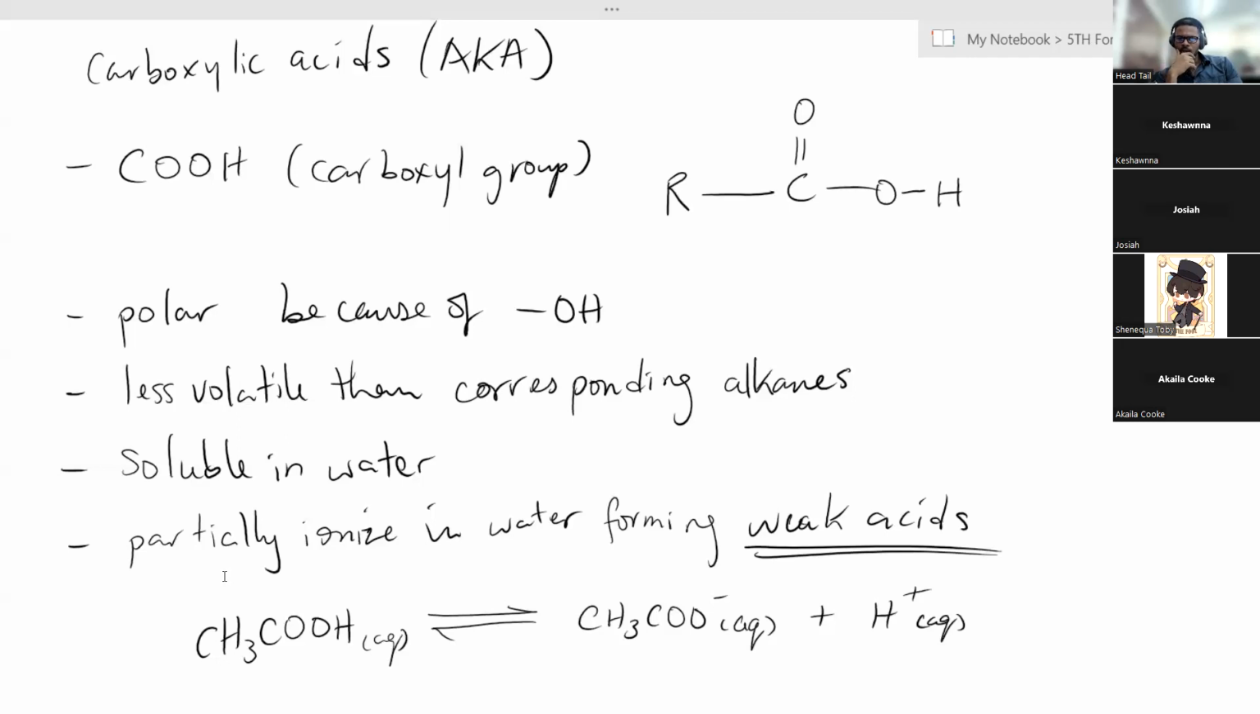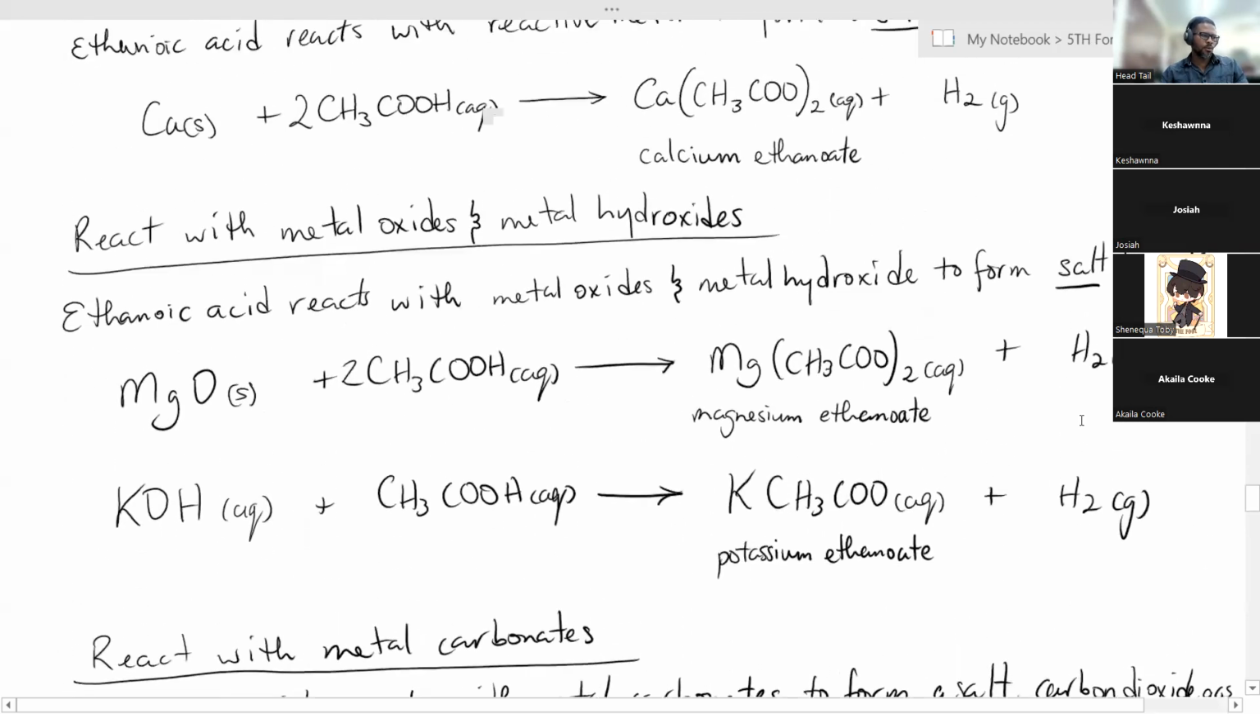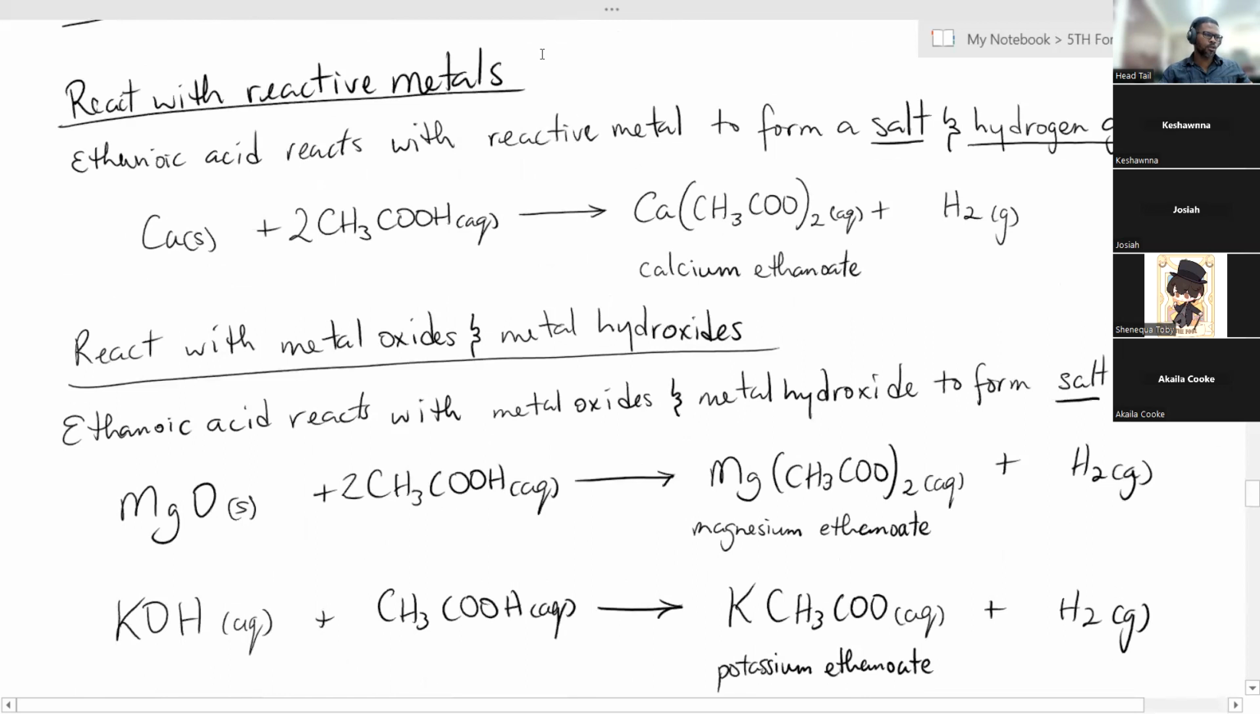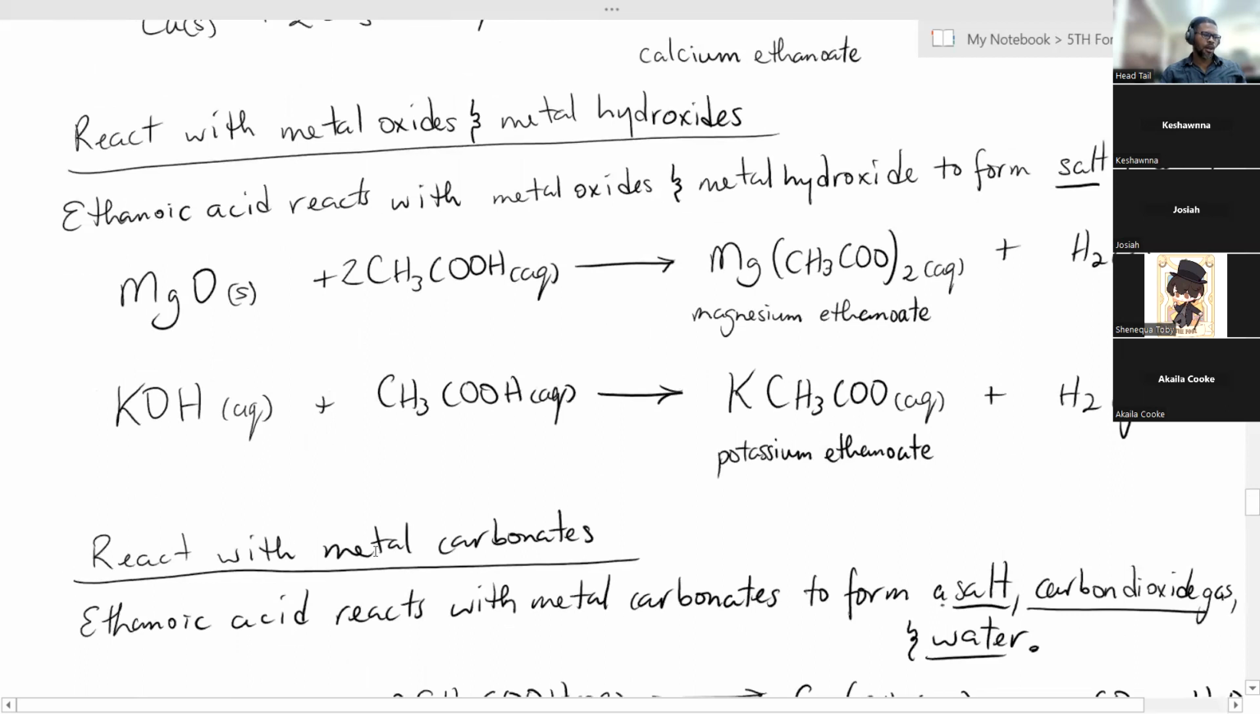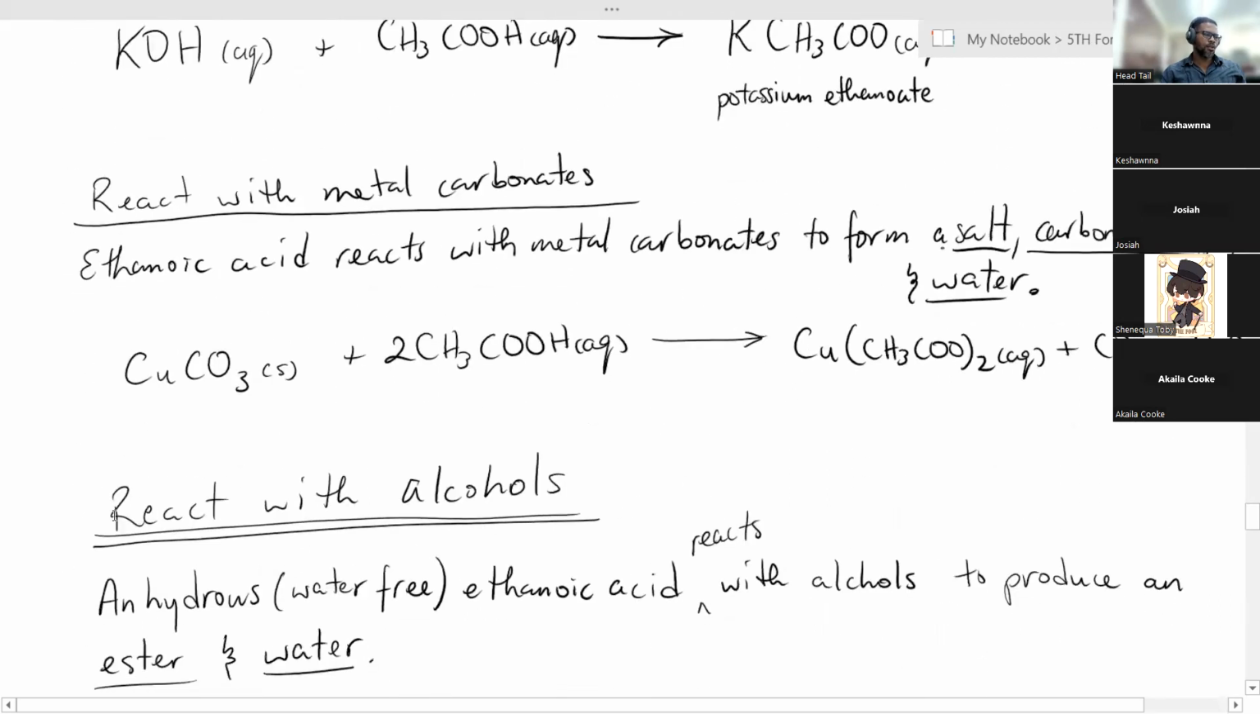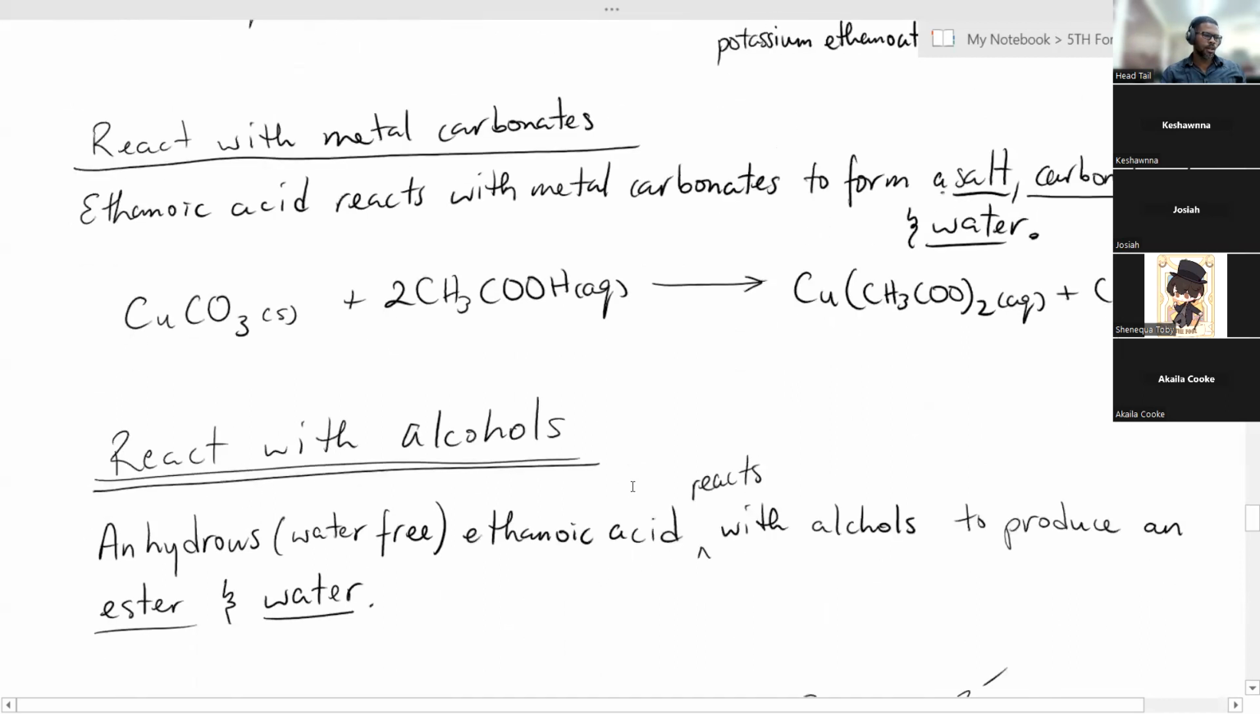All right. So what else do they react with? They have one more. One more thing that they react with, alkanoic acids. All right, they react with metal carbonates. So, coming down with everything that we have there: they react with reactive metals, metal oxides and metal hydroxides, metal carbonates, and they react with alcohols, as Josiah stated.